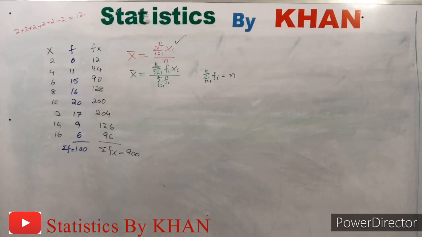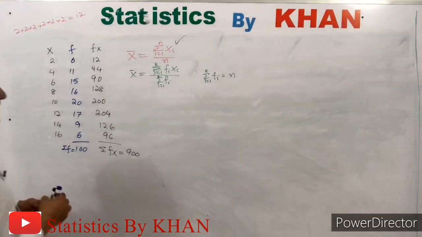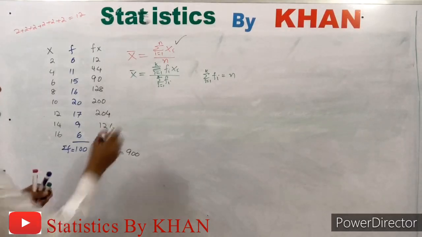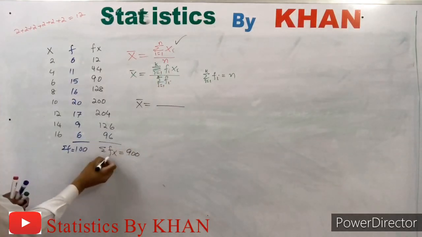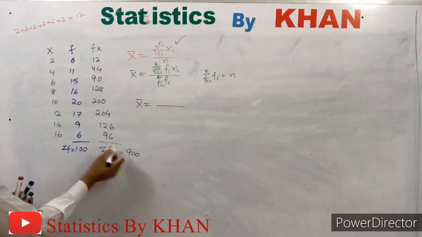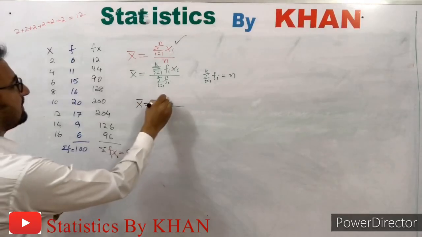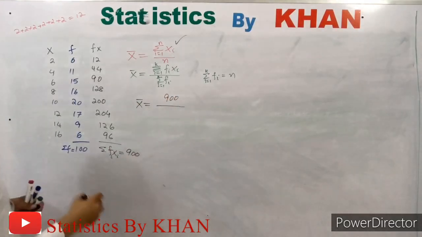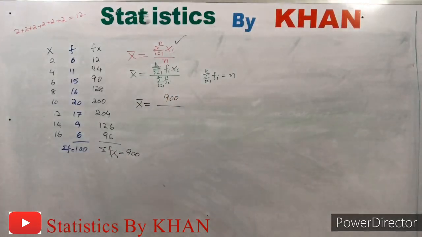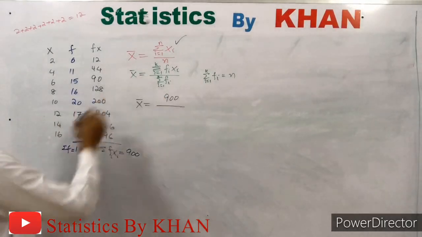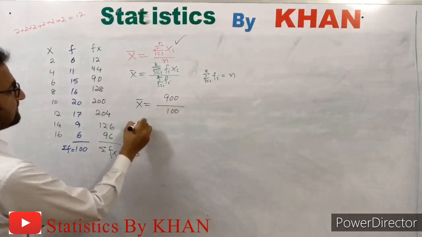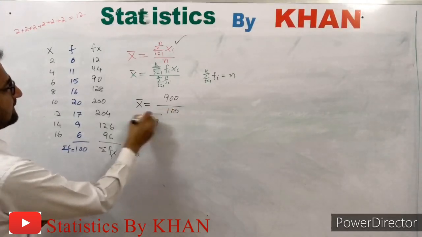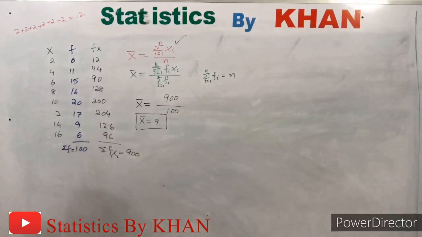So now plugging in the values, x bar would equal summation fi xi. You can write xi over here. So this will be 900 divided by summation f, which is equal to n. So this will be 100. So x bar would be 9. So this is the arithmetic mean from discrete data.